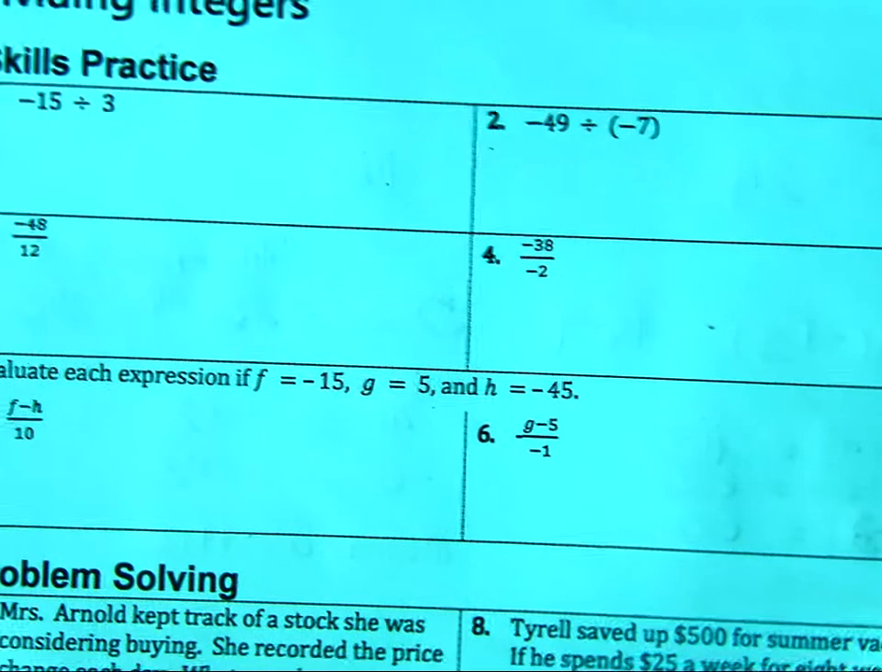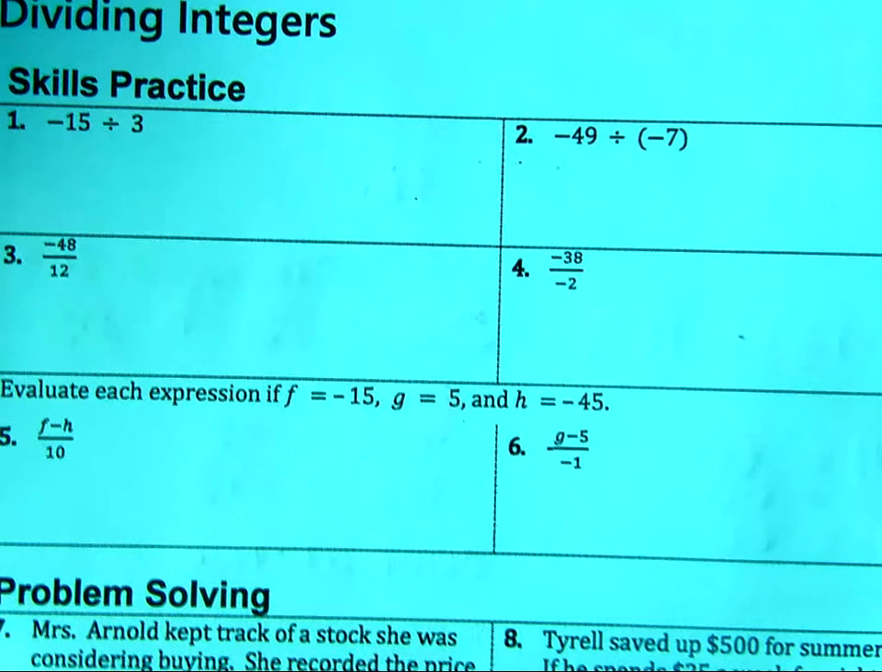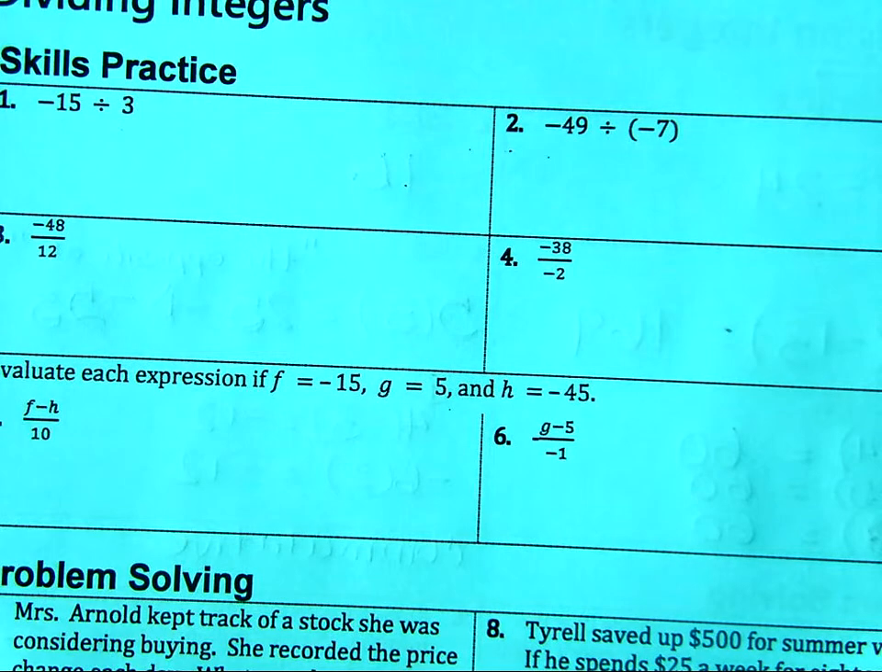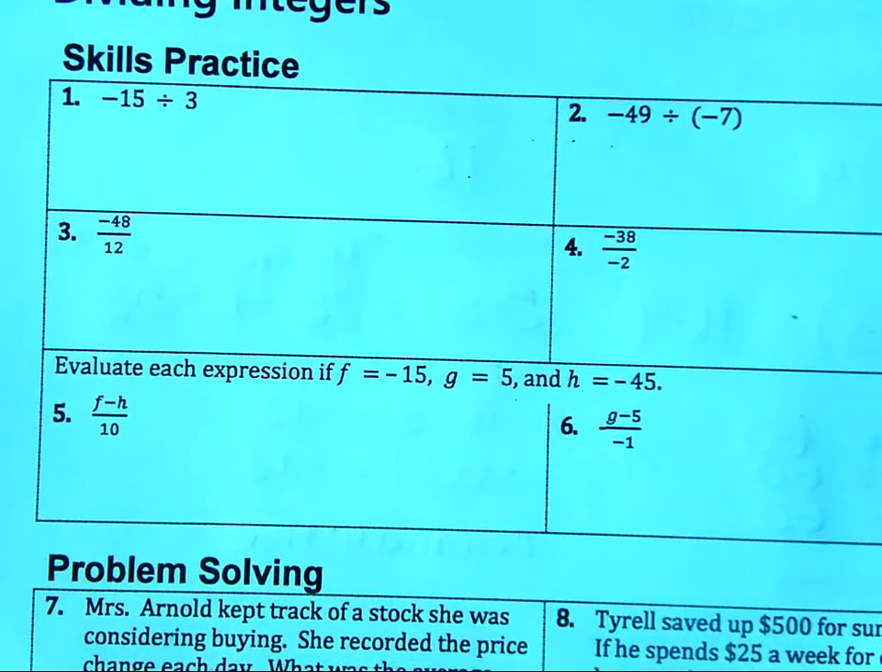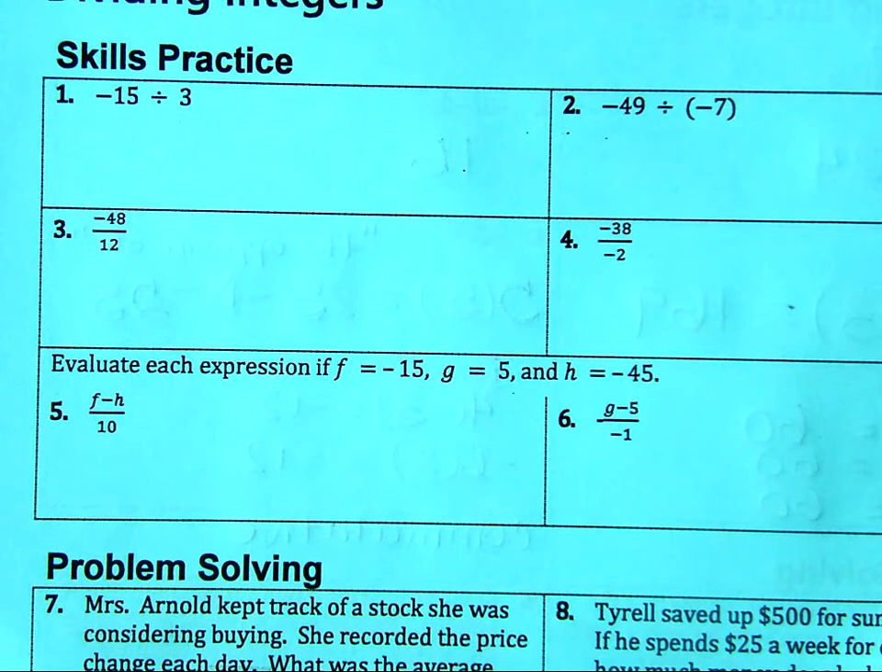So as I'm looking at this, I know how to do the first 4 probably, right? So go ahead and do that first 1 and 2. And it's division now.